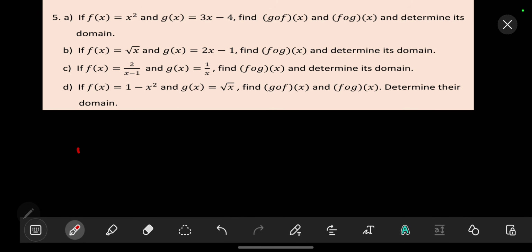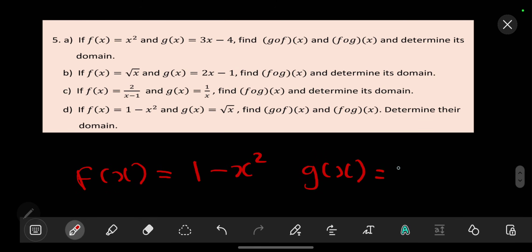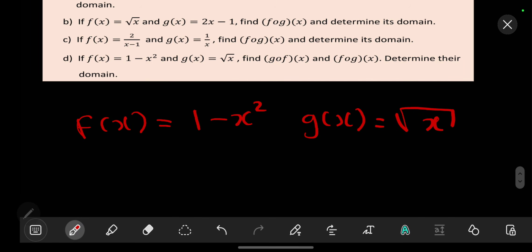So let's look at our D. We have f of x equal to 1 minus x squared. Then we have g of x equal to the square root of x like that. So what we are going to have is that let's find what our g of f of x is equal to.